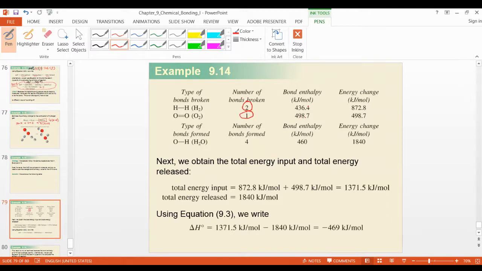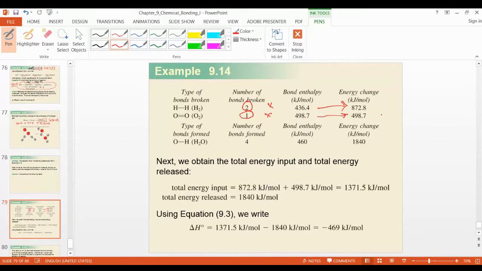And as I told you, the bond energy of the triple bond is higher than the bond energy of the double bond, than the bond energy of the single bond. That's why I see 498 energy is required to break this double bond, right? It is higher. Now this multiplied by this, you will get this. This is multiplied by this, you will get this. After multiplication, then you will get this.